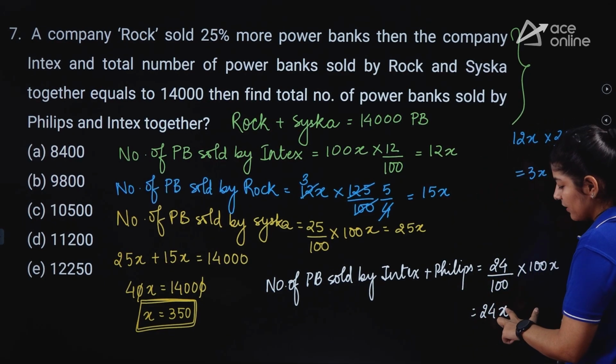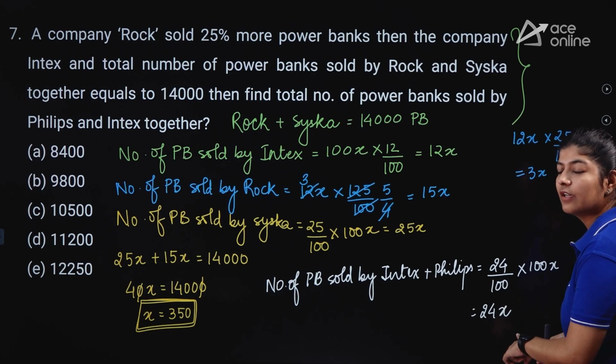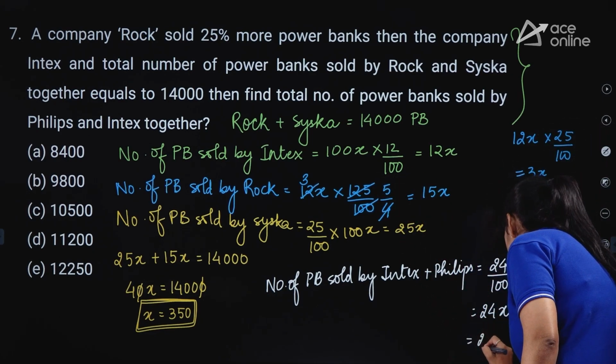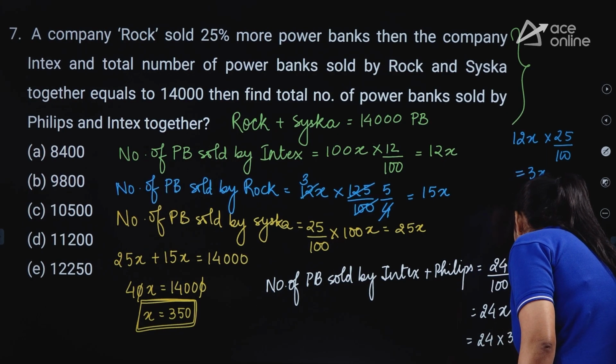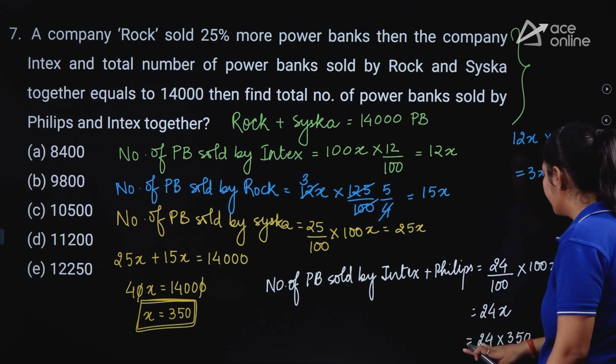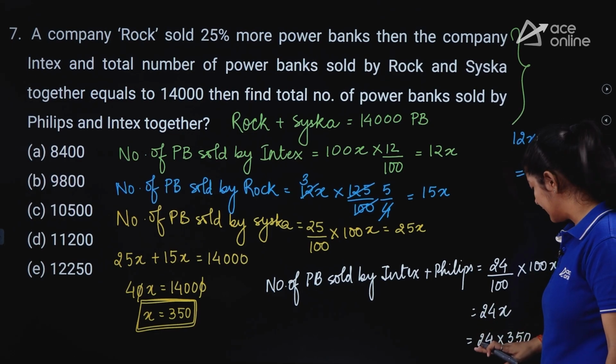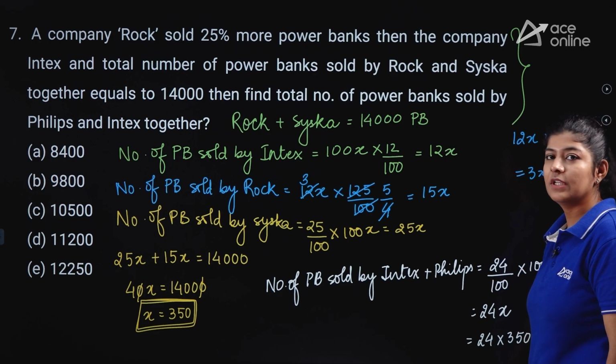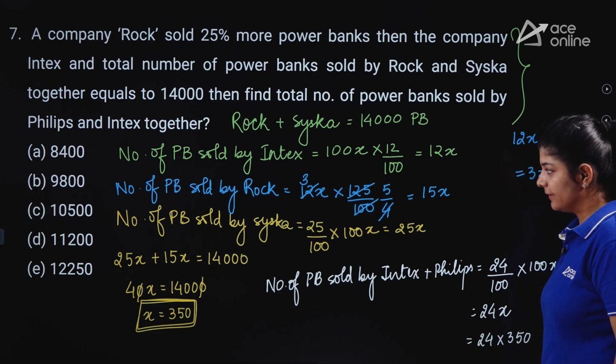Now you are having the value of x, just simply put the value of x in this particular thing and you will get your answer. All you need to do is multiply this one. I'm not going to write down the whole answer over here. You need to do your basic mathematical calculation and figure out the correct answer out of these 5 options. Is it clear?